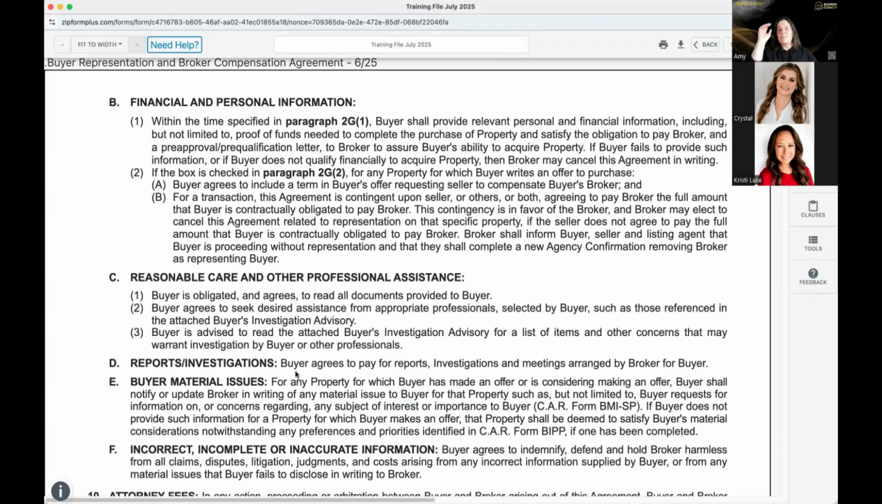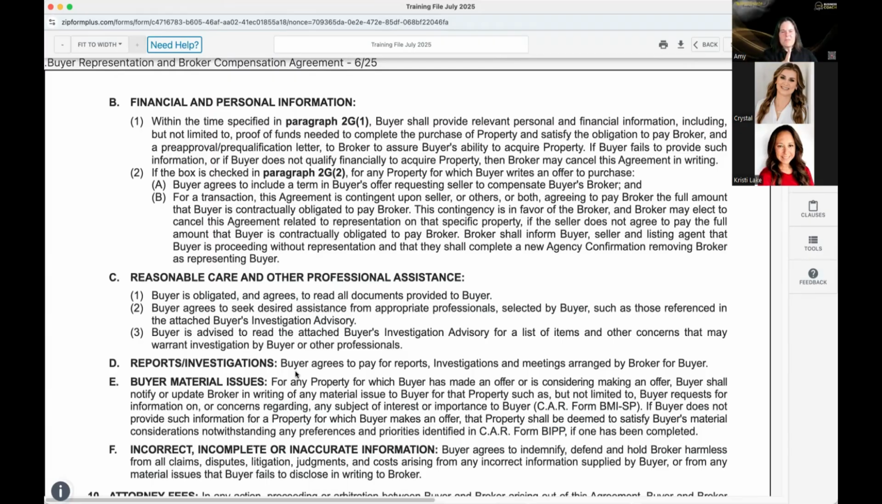Buyer agrees to pay for reports, investigations. For any property for which the buyer has made an offer or is considering making an offer, buyer shall notify or update broker in writing of any material issues to buyer for that property, such as but not limited to buyer's request for information, concerns regarding any subject interest or importance to buyer.